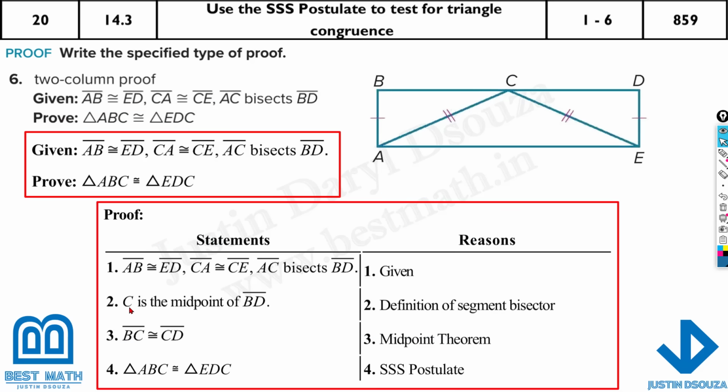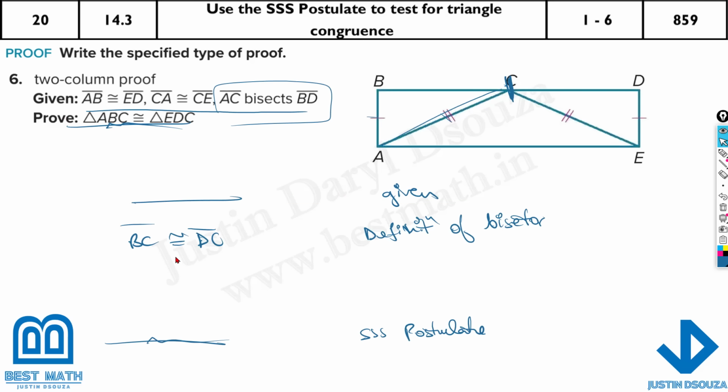And okay, now here they have told C is the midpoint. Instead of that, you can directly jump to saying BC is congruent to CD. You can tell definition of bisection or midpoint theorem, anything is fine. Now, what I wrote is absolutely fine. This is enough. Anyone who corrects it will understand what you're meaning. Yeah, they both are equal.